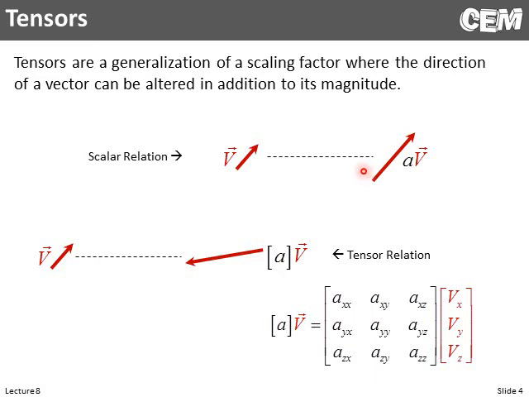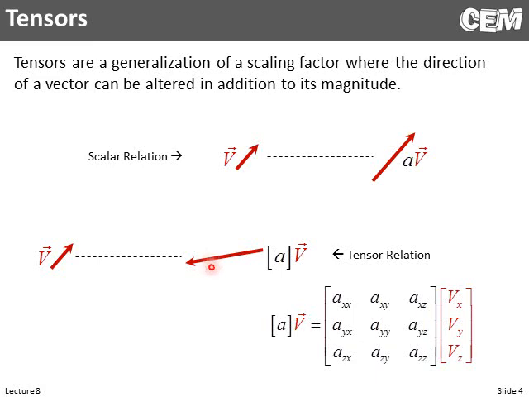So a tensor now is a generalization to this. We'll start off with the same vector v, but now we're going to multiply it by this thing called a tensor. And tensors can now both modify the magnitude of v, so it'll have a different length, but also its direction. In fact, it can point in a completely different direction and have a completely different magnitude.